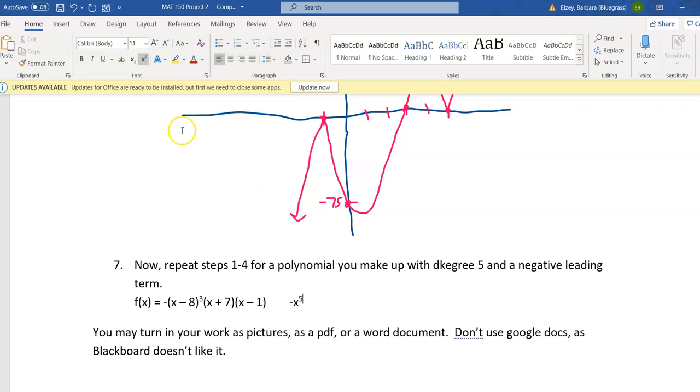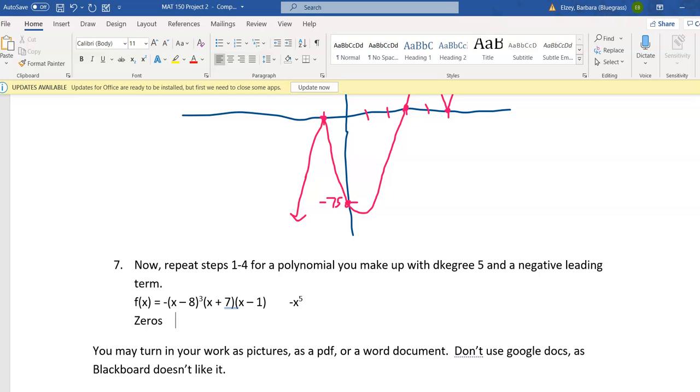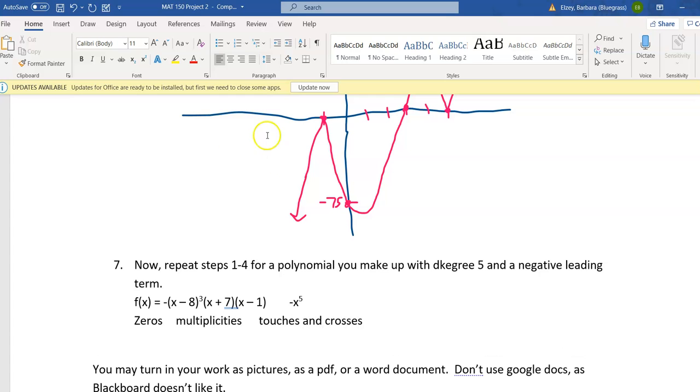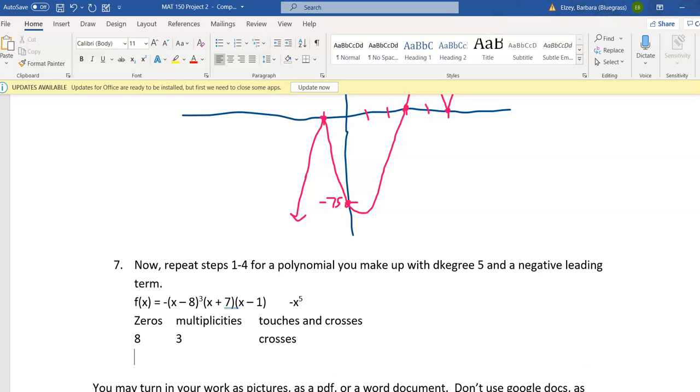All right, now let's make our chart of zeros, multiplicities, and touches and crosses. All right, so first 0 from what I've made up is a positive 8. Its multiplicity is 3. That is odd, so odd always crosses. All right, second 0 is a negative 7. Multiplicity is the unwritten 1. And again, that's odd, so it crosses.